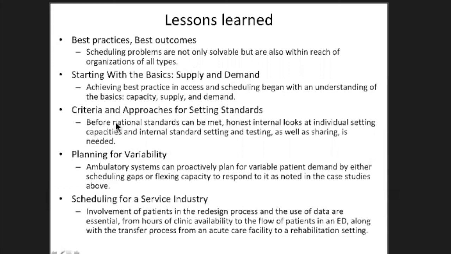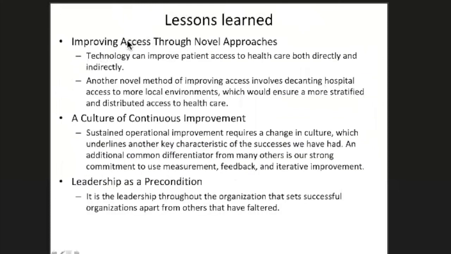So that's what I was saying, that before national standards can be met, you need to first make sure that internally you have looked and have an honest understanding of the settings, capacities, standards, and then work towards planning for variability. And finally, there are a few other things like improving access through novel approaches where technology comes into play, making sure that there is a continuous improvement culture, and then leadership. That's the most important part. Everybody has mentioned that's the one which really separates out organizations that have done well versus those who have faltered.